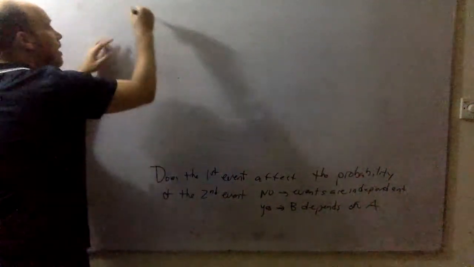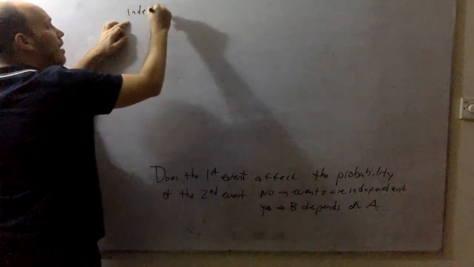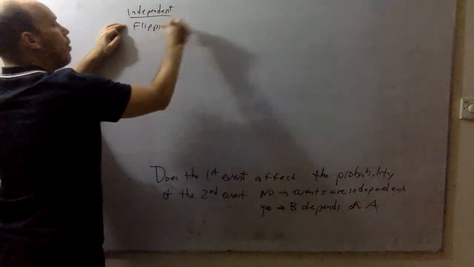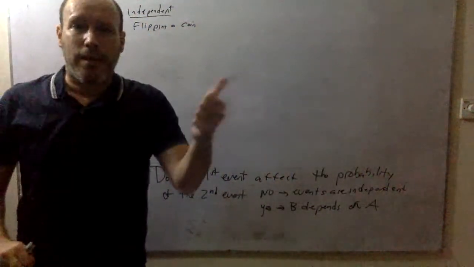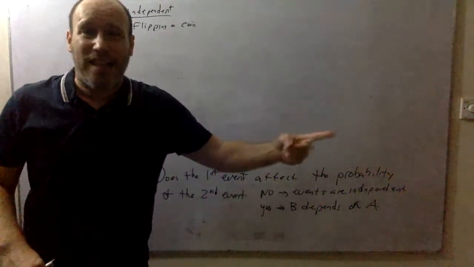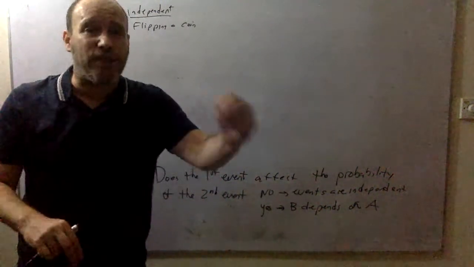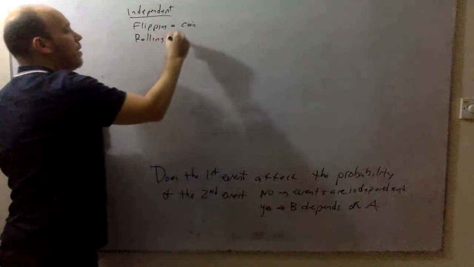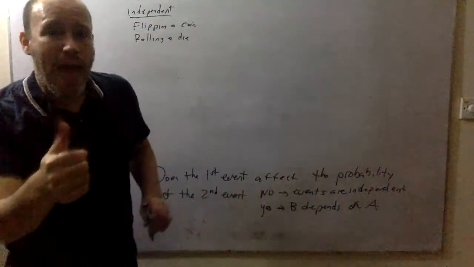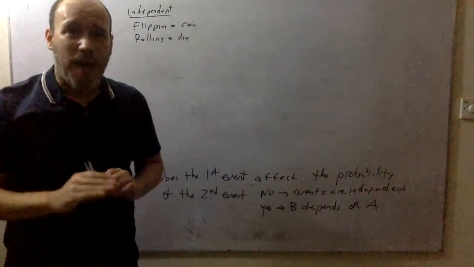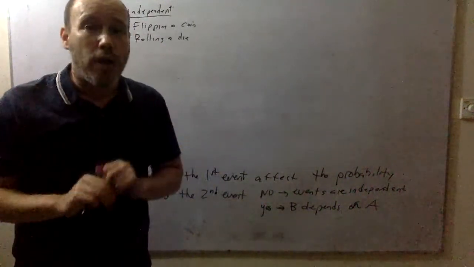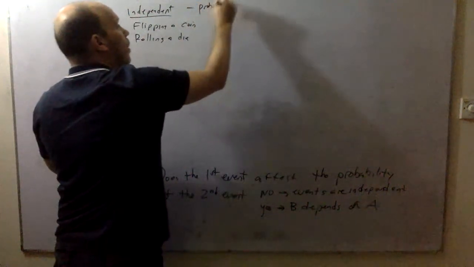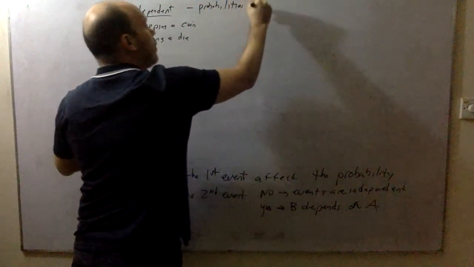Okay, some independent events. Flipping a coin: if I flip a heads, it's not going to affect the next flip. Same thing with rolling a die. Let's say I roll a die and I get a 1. Does that mean I can't get a 1 on the next roll? No, the probabilities don't change.